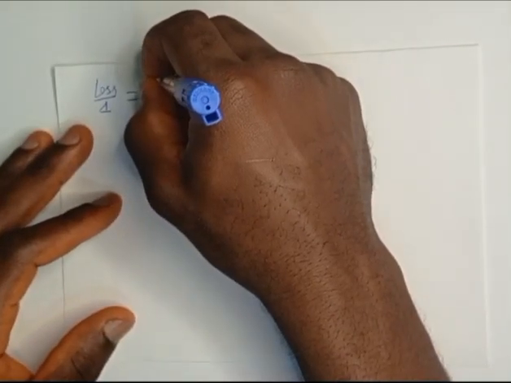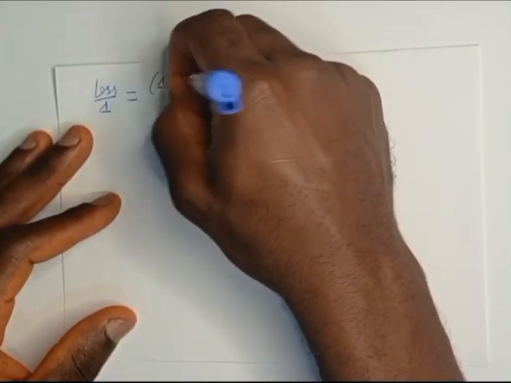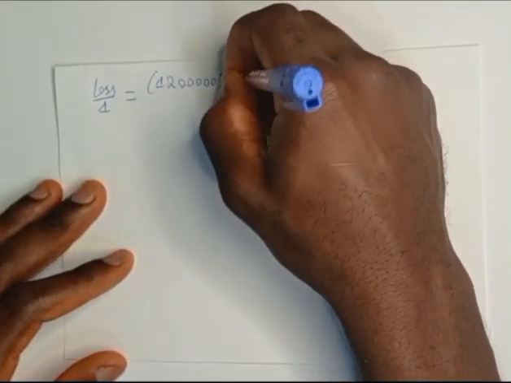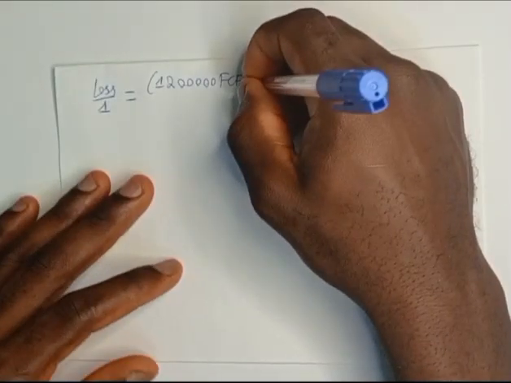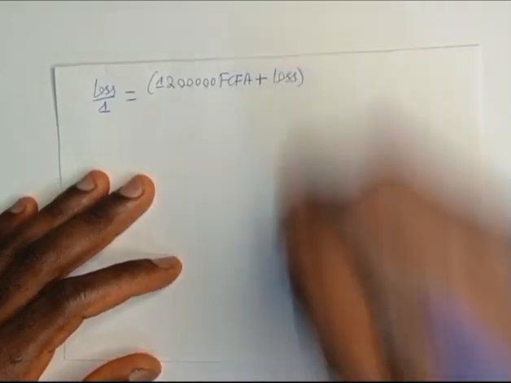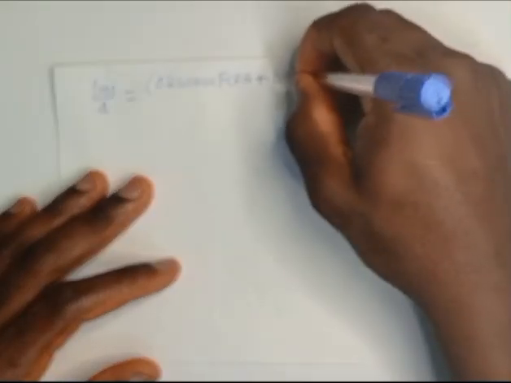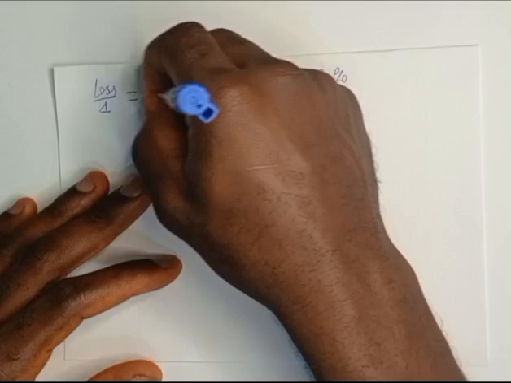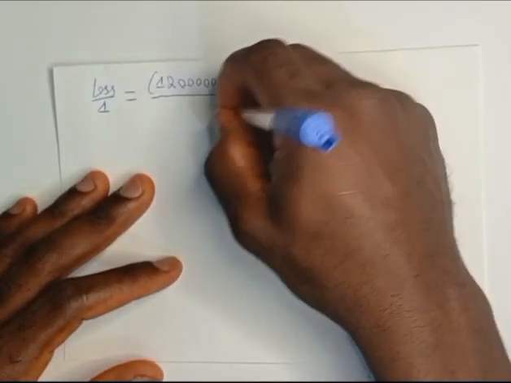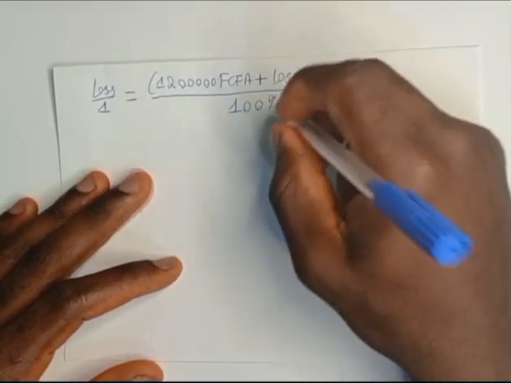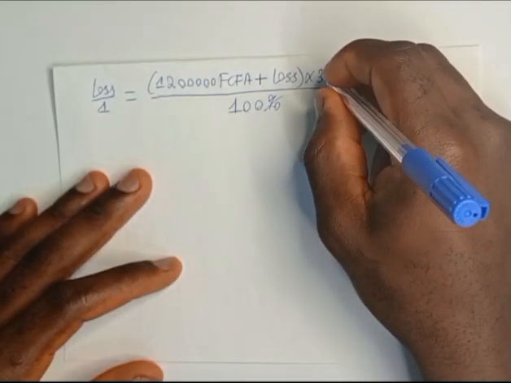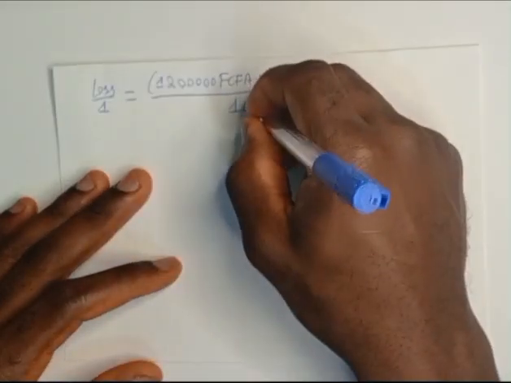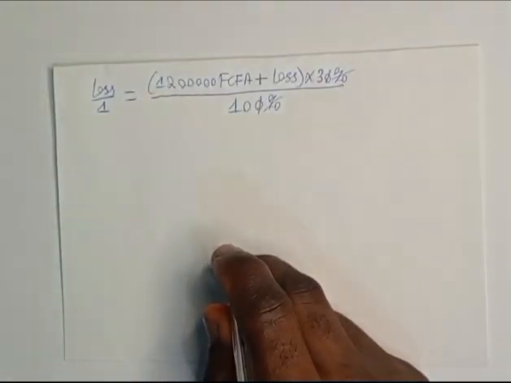selling price, which is 1,200,000 francs CFA, plus the loss, which we are looking for, times the percentage loss, which is 30% all over 100%. Percent, we cancel percent. 10 will go into 30 3 times, 10 will go into 100 10 times.